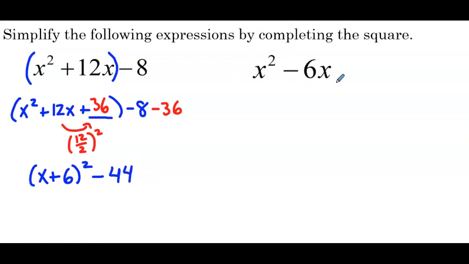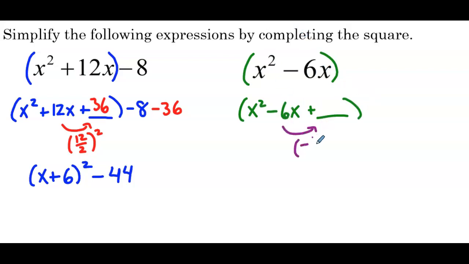Next up, we have x squared minus 6x with no constant term. So we can still take the same approach of putting parentheses around the x squared and the x term. Now there's just no constant outside. So we have x squared minus 6x plus something. So we want to take half of the coefficient of x, so negative 6 divided by 2, squared. So negative 3 squared is 9.